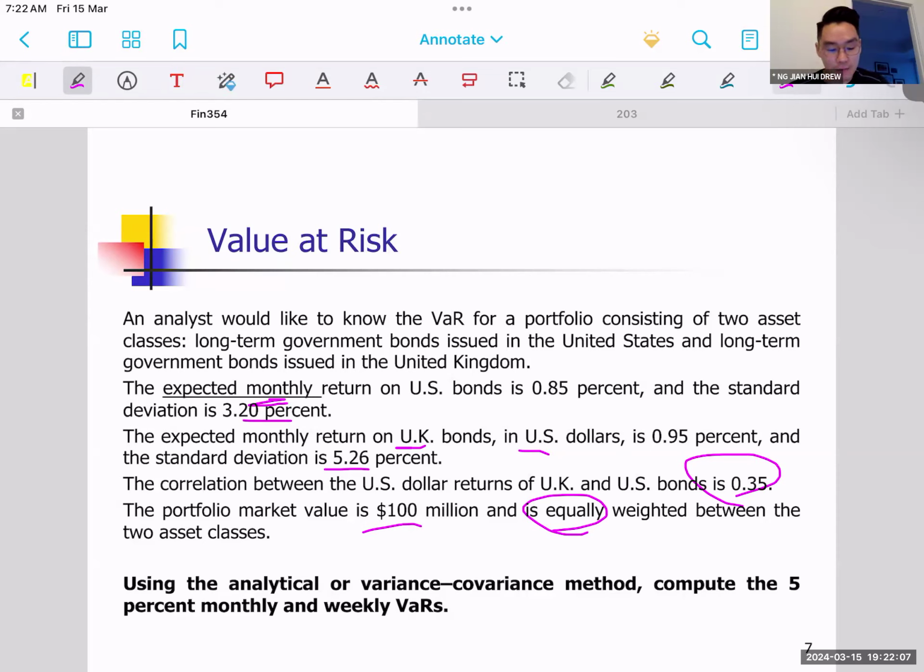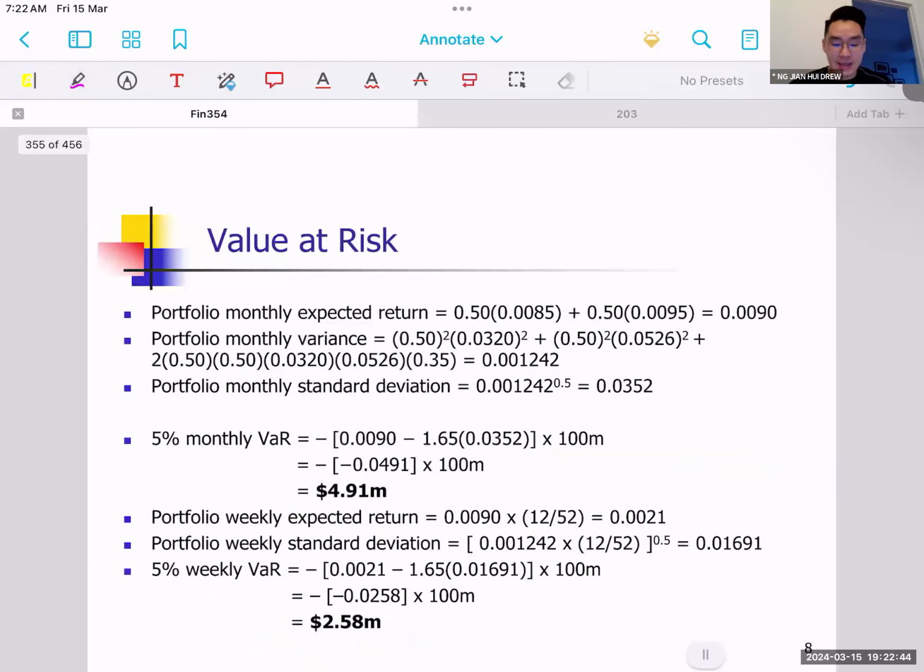So there are two parts here: the monthly portion and the weekly portion of VAR. Recall that in a VAR case, we are not able to compare VARs with different time periods. So in case you receive a question in your assignment or final exam that gives you different VARs with different periods, please make sure to convert them to the same period. If it's monthly, convert everything to weekly and do the comparison from there. Do not compare monthly VAR with weekly VAR, because as we can see in this example, it does not make sense at all.